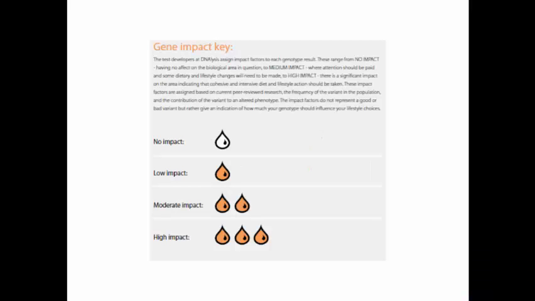Before we get into the actual layout of the new DNA Sport test, it's just worth pointing out the gene impact key. So we have no impact, low, moderate, and high impact. The no impact key has recently been added, and this just indicates that the genetic variation that an individual has does not impact their performance potential.